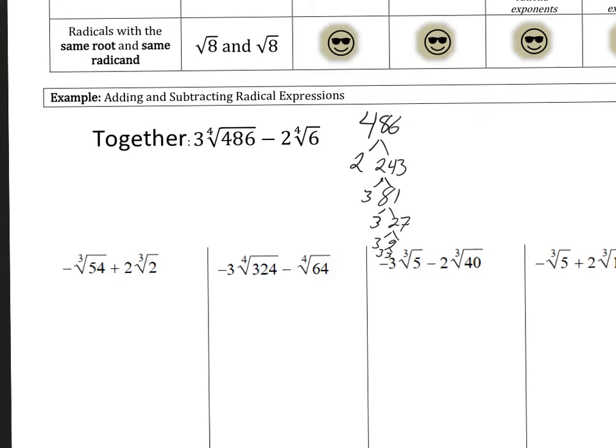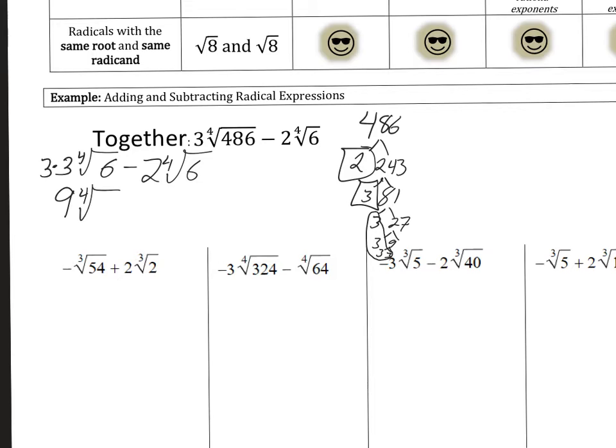Now, we're doing the fourth root, right? So I want to circle 4 things that are all the same. So I have 4 3s. So that tells me that I have 3 times the 3 that was circled, fourth root of 2 times 3. What's 2 times 3? 6. Minus 2, fourth root, 6. Okay, so 3 times 3 is 9. So I have 9, fourth root of 6, minus 2, fourth root of 6. 9 minus 2 is 7. So my final answer is 7, fourth root of 6.